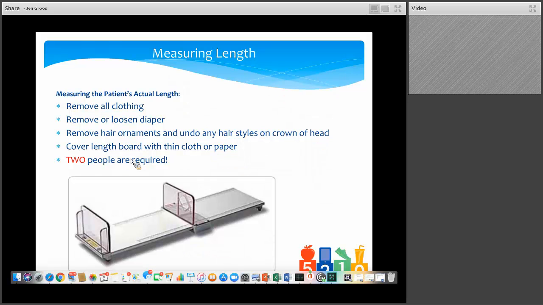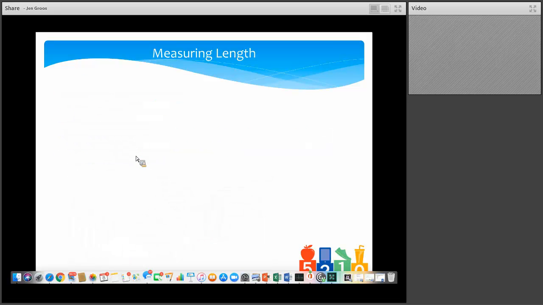Someone had not realized that we needed to continue to use our length board and was going to try and just use those devices. So it's important to not use those attached length measurement devices, but have a standalone length board to get accurate measurements on children.